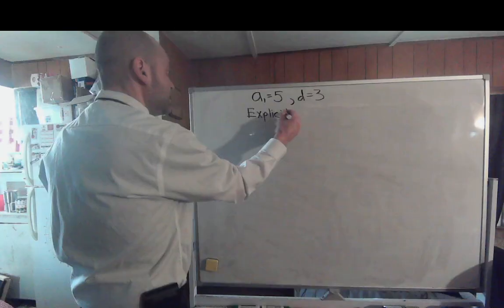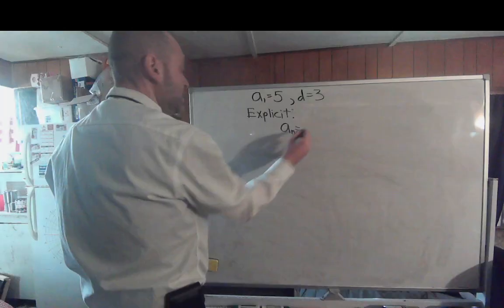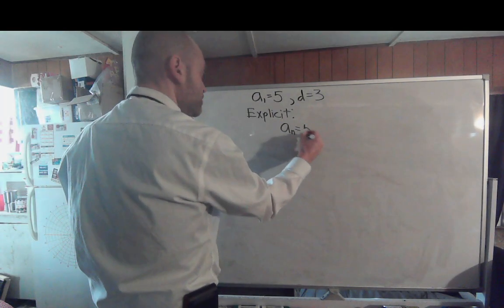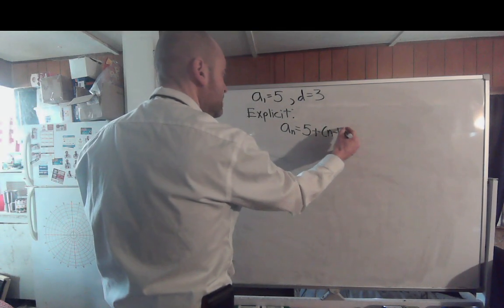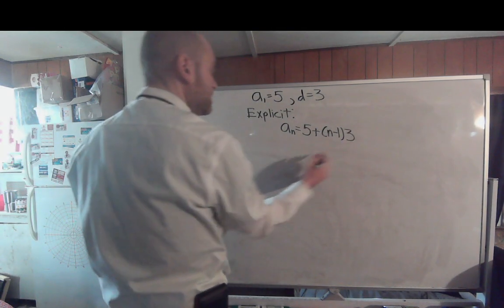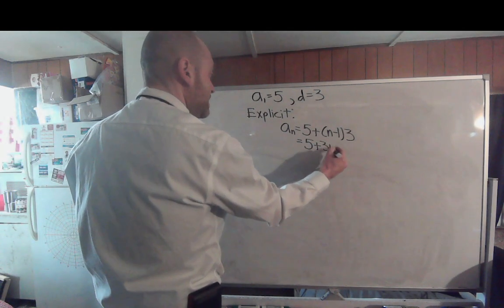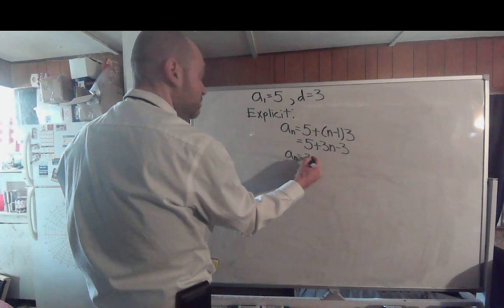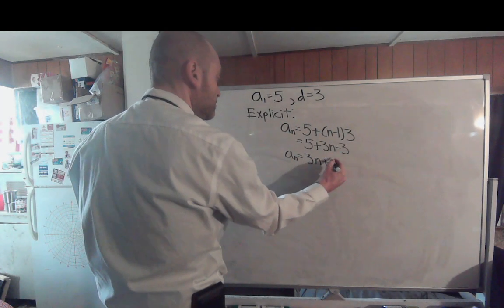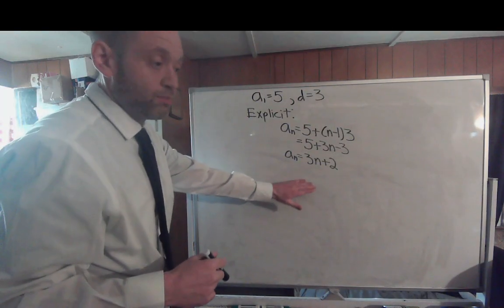So let us find the explicit first. That's always a sub n equals your a sub 1, in this case which is 5, plus the quantity of n minus 1 times your d of 3. So that would give you 5 plus 3n minus 3, meaning your a sub n would equal 3n plus 2. There's your explicit formula for this particular arithmetic sequence.